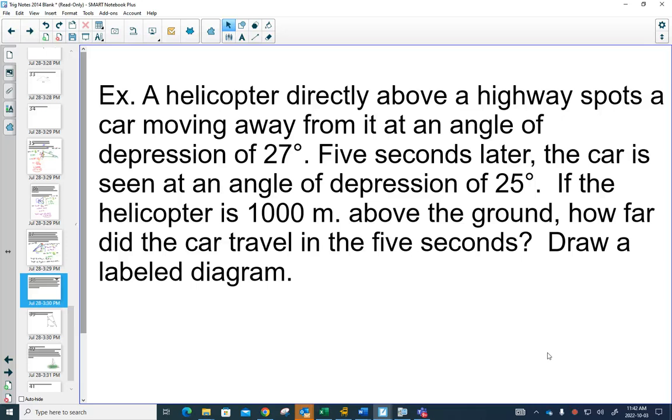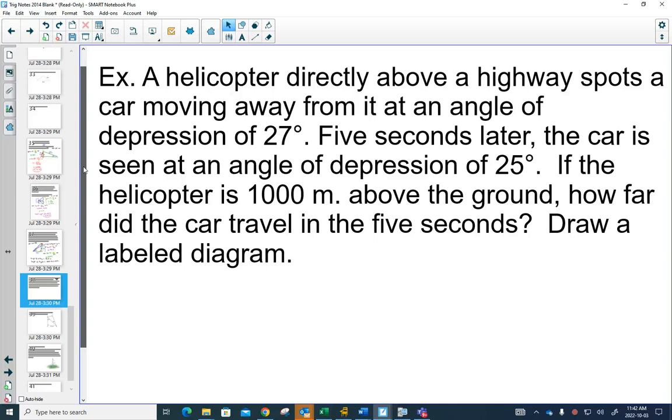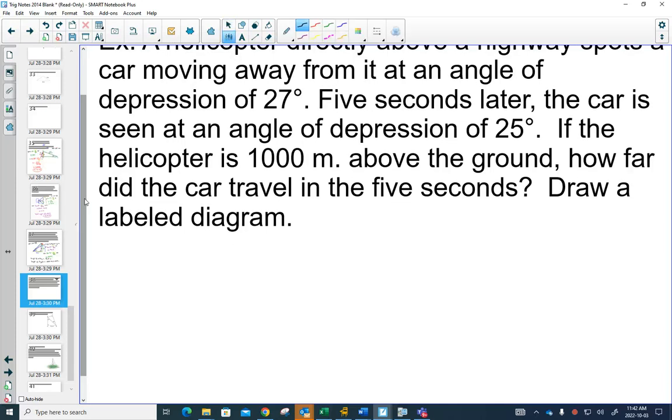So again, all right, how did your picture go? So we've got a helicopter. Huh? Okay. It looks more like a dragonfly, maybe.